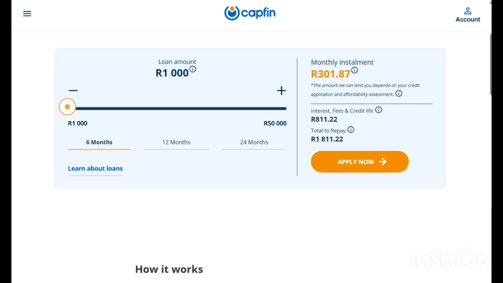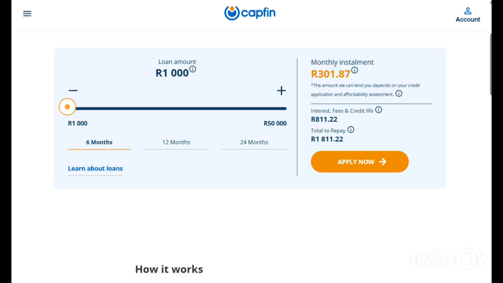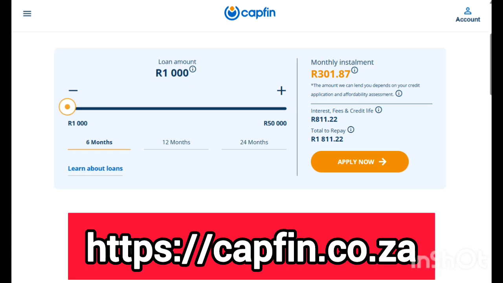Today we want to take a closer look at the Capfin Loan Calculator. So if you intend to get a loan from Capfin, then this calculator is going to help you to estimate how much you'll be paying every month. Let's get closer to it and see what is happening.